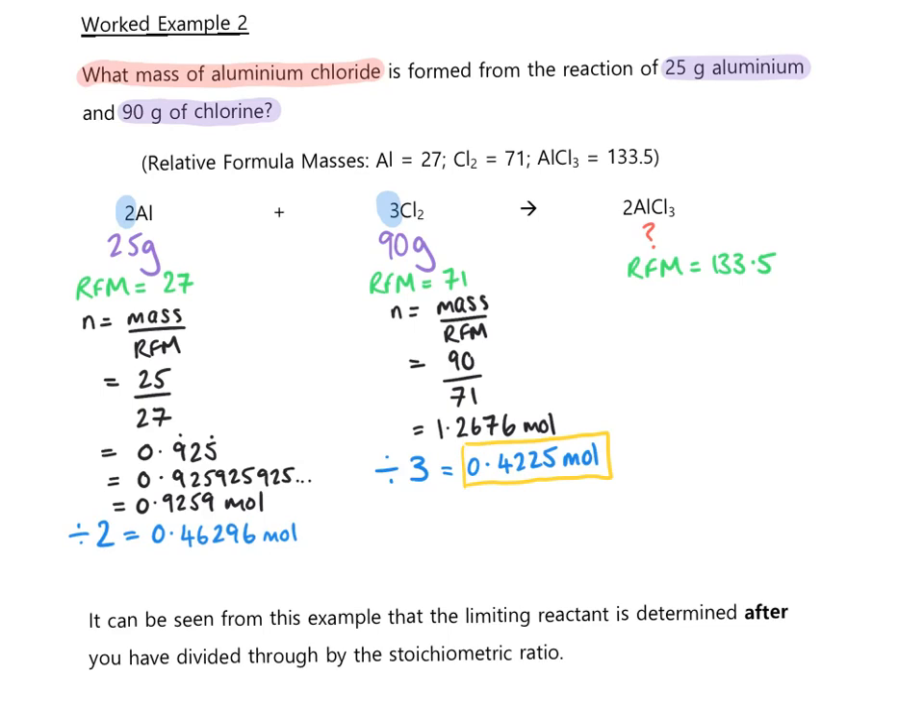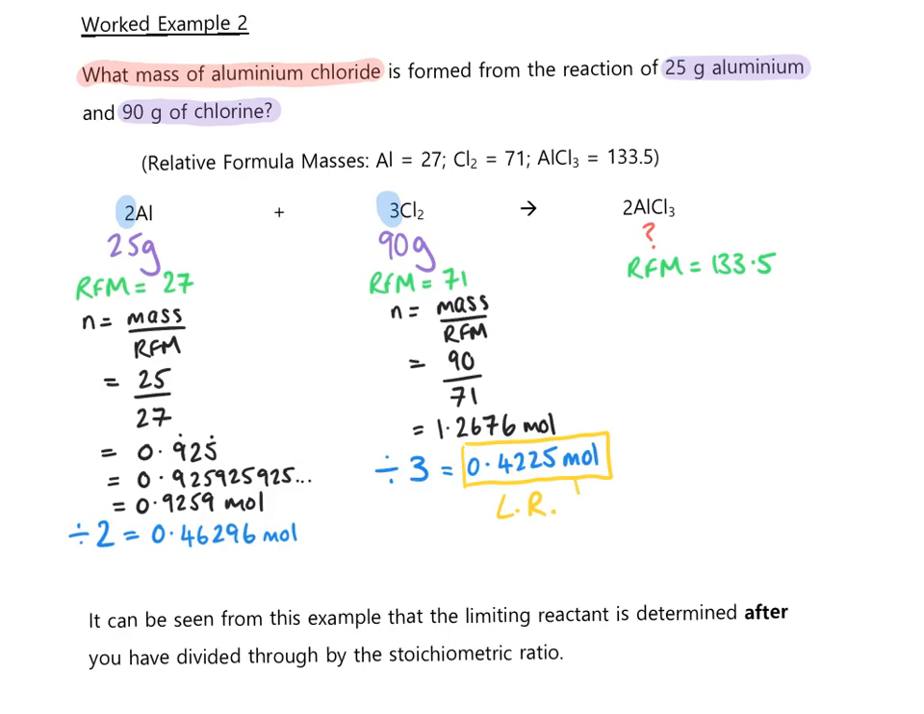Because let's have a look at what values we did have. Before we divided by our balancing number, we had a number of moles of aluminium as 0.925. And we had a number of moles of chlorine of 1.2676. So if we had decided the limiting reactant at this stage, we actually would have said that aluminium was our limiting reactant. But when we've taken into consideration our balancing number ratio, again a bit like our oranges in our pack lunch, then we see that actually we have less of chlorine overall. So our limiting reactant is chlorine, and we go from here.